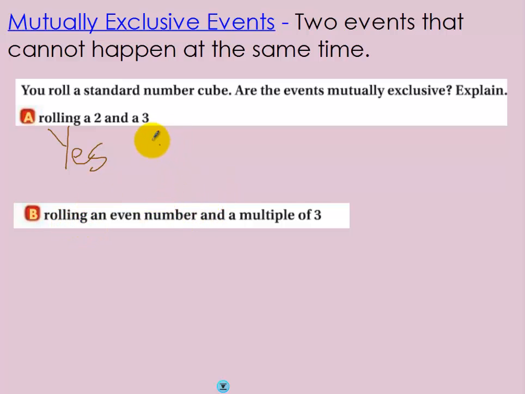Now, so I'm going to say yes, only one number is rolled. So rolling an even number and a multiple of 3. Well, what are all the even numbers on a standard number dice? That's 1 through 6, 2, 4, and 6. And multiples of 3 on the number die are 3 and 6.